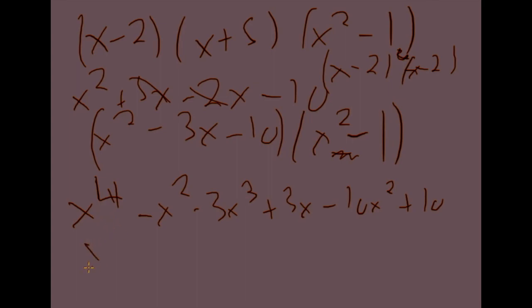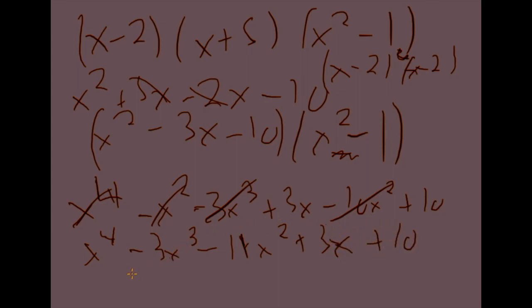And then combine like terms, x to the fourth. And then remember, cross that out when you're done with that. Then this one's what? Minus 3x to the third. Oh, there's only one of those. Minus 3x to the third. Get rid of that. And then we got negative x squared and negative 10x squared, so that's going to be negative 11x squared. And then plus 3x plus 10. And there's your answer right there.